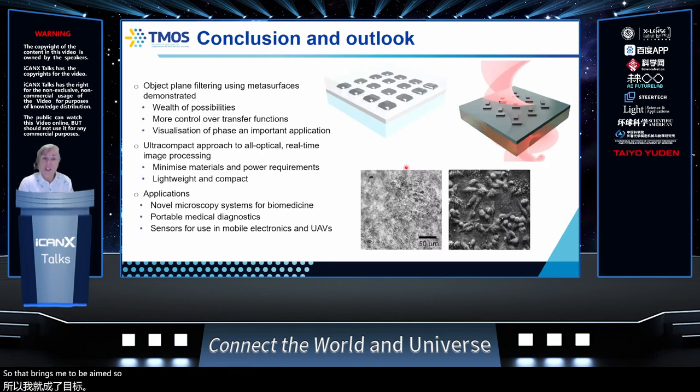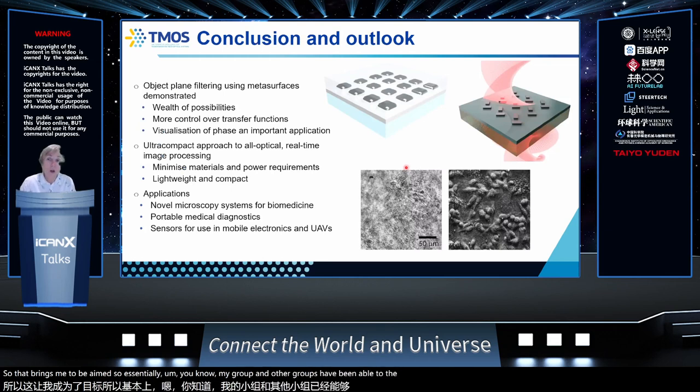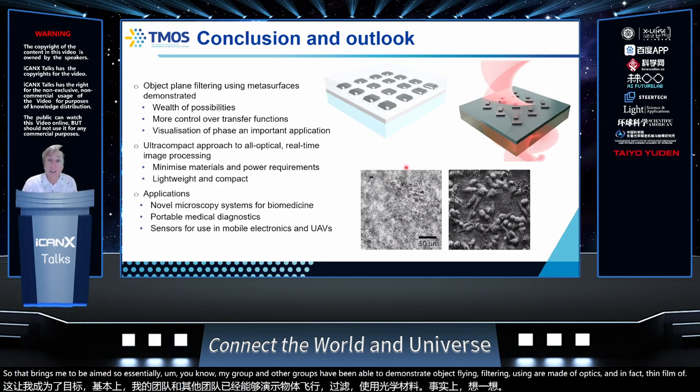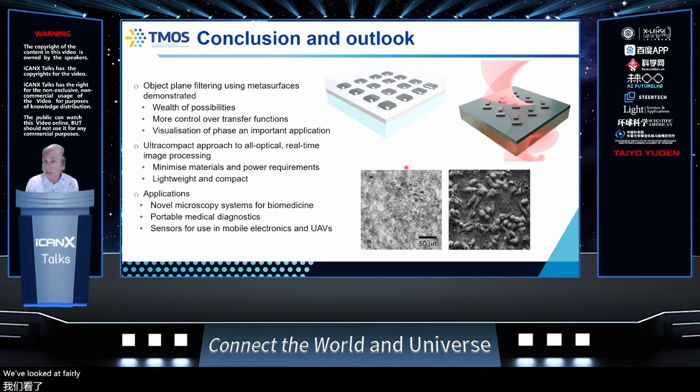So essentially, my group and other groups have been able to demonstrate object plane filtering using meta-optics and, in fact, thin film approaches. We've looked at fairly simple systems. And if one starts to look at more complex meta-optics, one can imagine that there are a wealth of other possibilities that can be utilized. And these will give us even more control over transfer functions. And also, the visualization of phase is actually an important application.